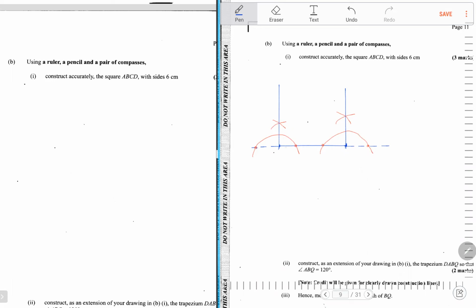You mark it off. So I need to extend it. So I'm putting this as my 6 centimeters and extend this one as well. Mark this as 6 centimeters. Measure it with the ruler. For the question, you can use a ruler. And then you just join these 2 points across here now. That's it, you have a square. All right. That's the first part. And you label it up now. A, B, C, D.